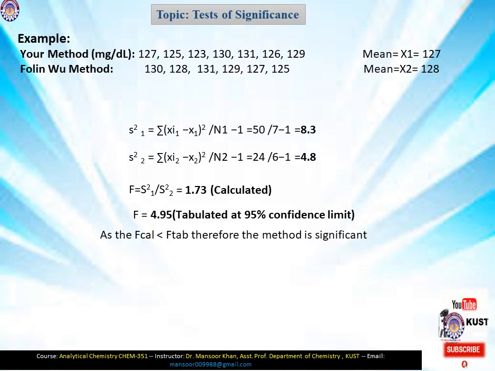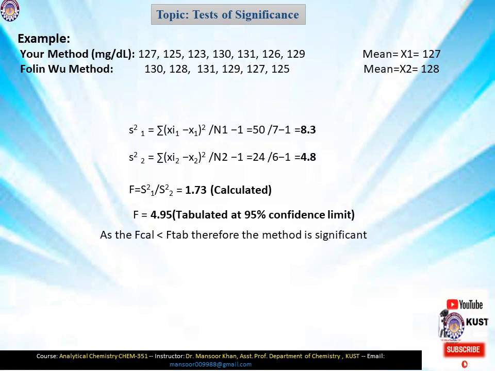For your method, the content of glucose in the blood serum is given in milligram per deciliter: 126, 127, 125, 123, 130, 131, 126, 129. The mean of the result is x1, which is equal to 127.